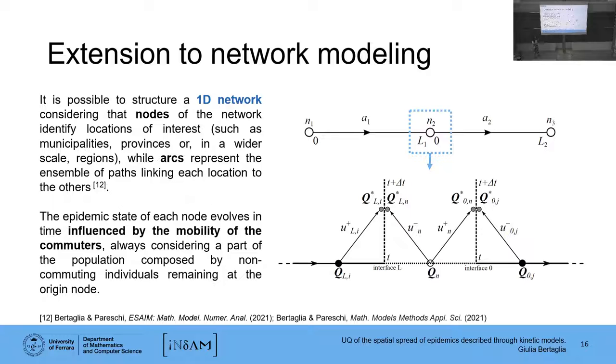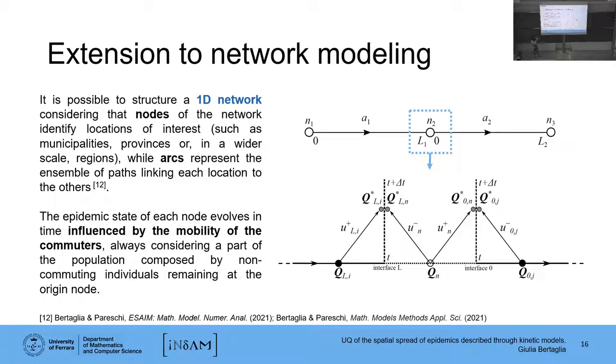And the arcs connecting each node to the others represent the ensemble of pathways along which the commuters are traveling and moving from one city to the other. So the epidemic state of each node will evolve in time, influenced by the mobility of this part of the population, which will travel along these arcs, always considering, in any case, a part of the individuals that will never leave the origin node.